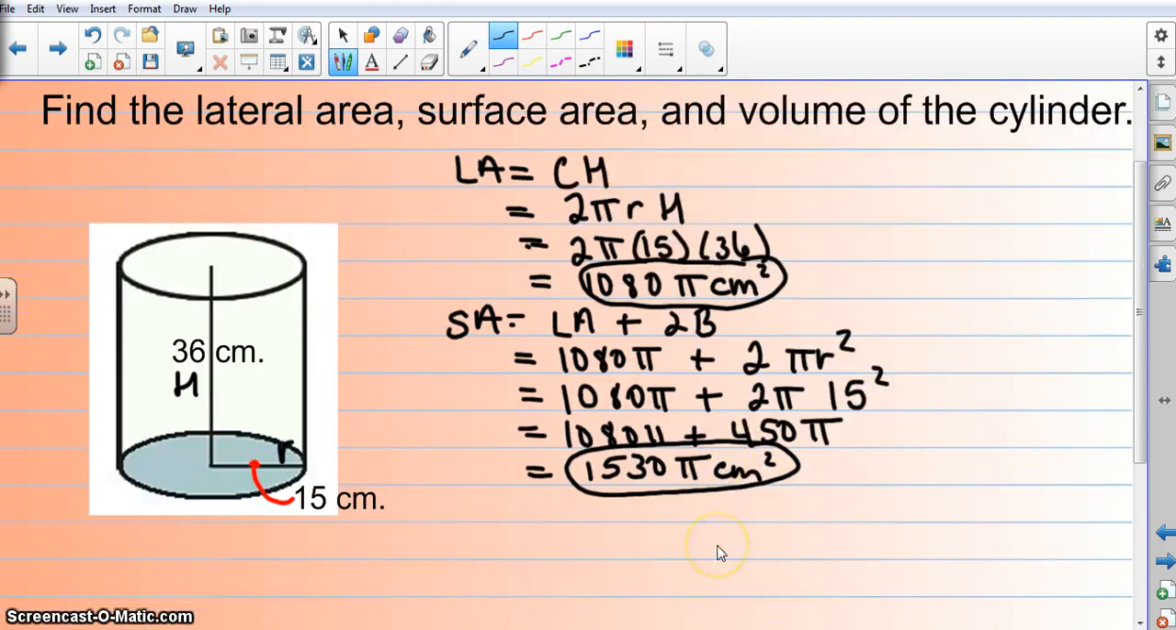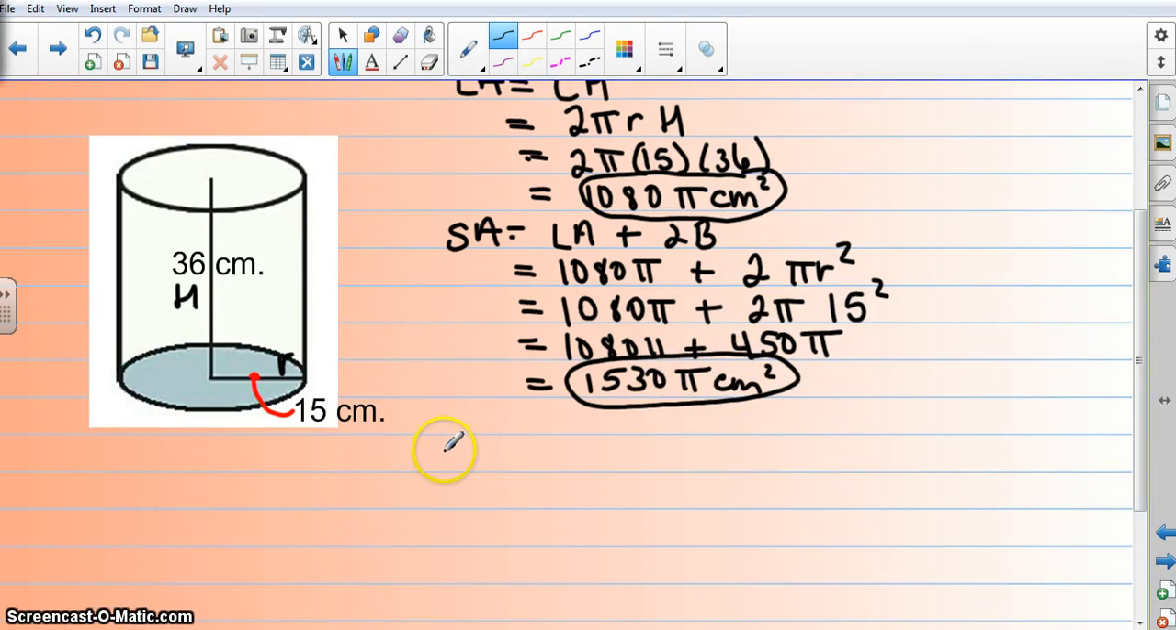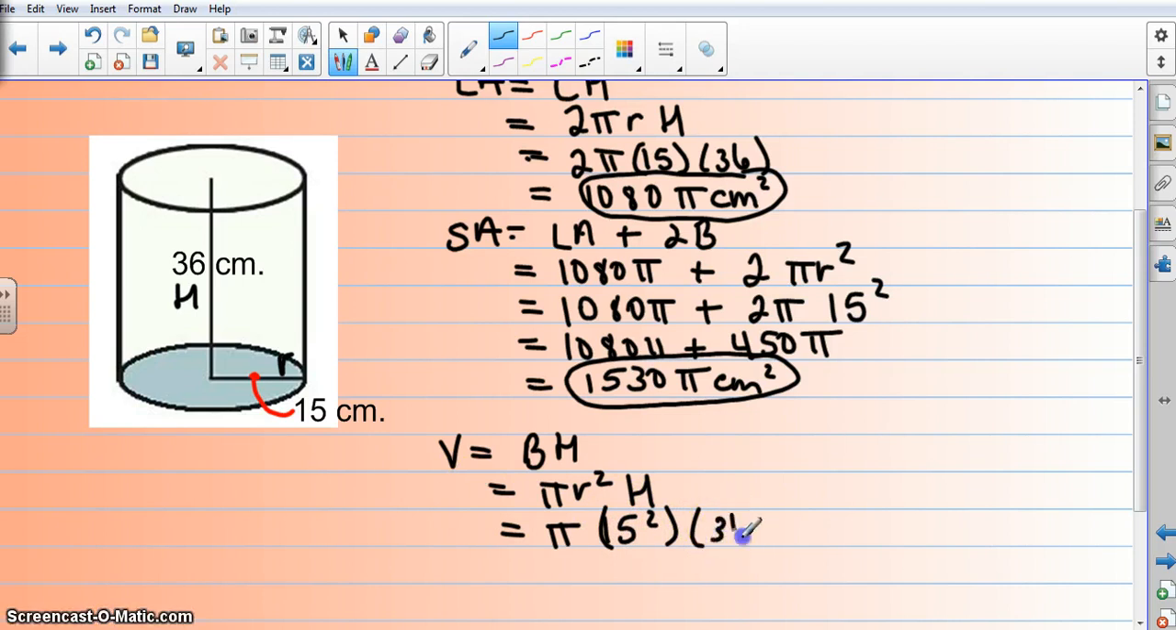Okay, so I've done 2 of my questions, lateral area and surface area. Let's go to the volume. The volume was the area of the base times the height, which is pi r squared, here's my base area, times my height. So pi, radius is 15, so 15 squared, times my height, which is 36. Now 15 squared is 225. I multiply that by 36, and I get 8,100 pi centimeters cubed. And there's the volume.